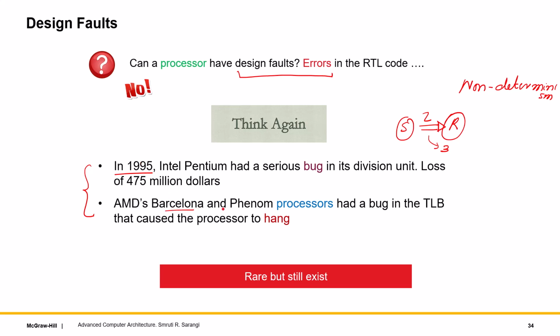AMD's Barcelona and Phenom processors had a bug in the TLB that caused the processor to hang. These are rare, but they exist, and when they manifest themselves, there is nothing that you can do. Essentially, the entire system is gone. It has to be rebooted. So, processor design faults are very expensive because, unlike software, you can't issue a patch. So, that is why very serious verification is required.